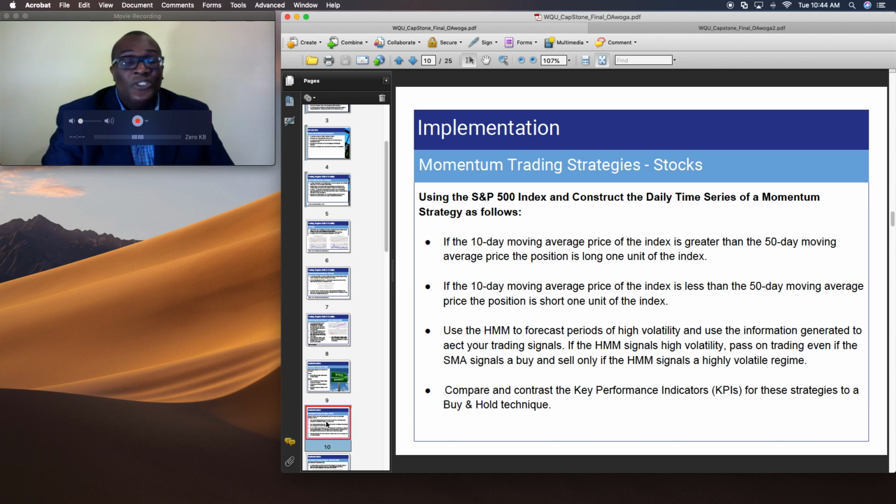in Python, to generate the level of volatility in the economy. If the HMM signals high volatility, we pass on trading even if our simple moving average signals a buy, and sell only if the HMM signals highly volatile regime. We then compare and contrast the key performance indicators for these 2 strategies, because the efficacy of a strategy can be measured by how better it is compared to an alternative strategy.